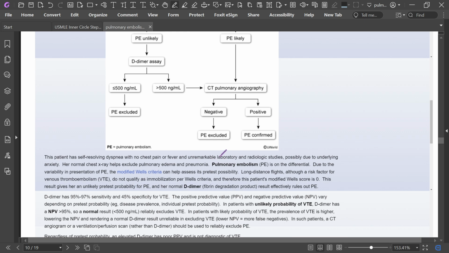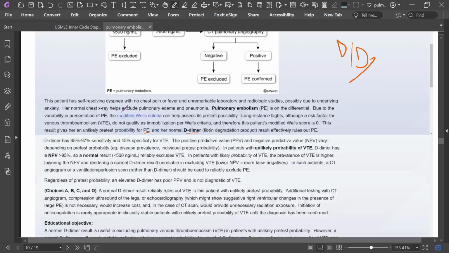Okay, this patient has self-resolving dyspnea, no chest pain, possibly due to underlying anxiety. Her chest X-ray excludes pulmonary edema and pneumonia. Pulmonary embolism is on the differential, as she had travel stasis. In her modified Wells criteria, long-distance flight, although a risk factor for venous thromboembolism, does not qualify as immobilization per the Wells criteria, and therefore this patient's modified Wells criteria is 0. This gives her an unlikely pretest probability of PE, and her D-dimer is normal, so PE is ruled out.